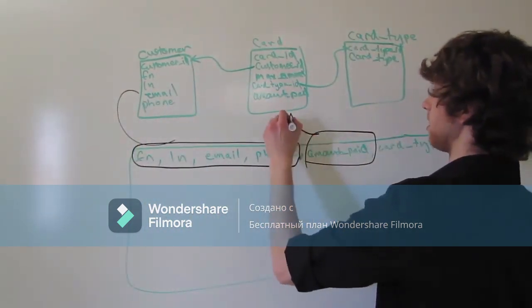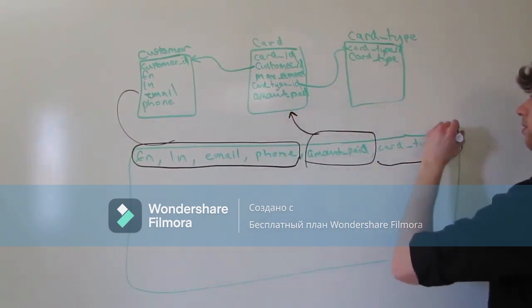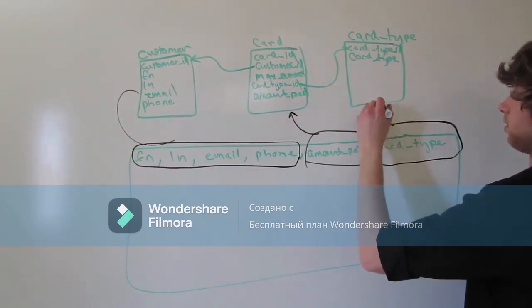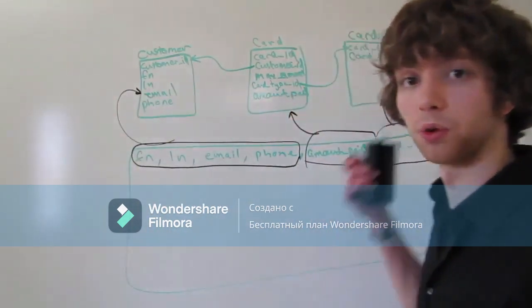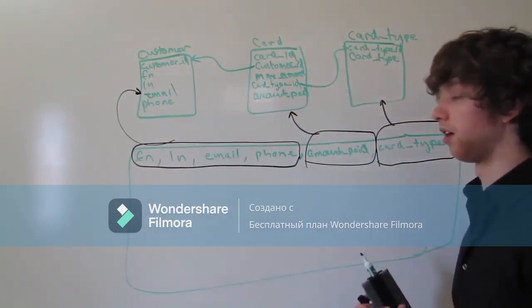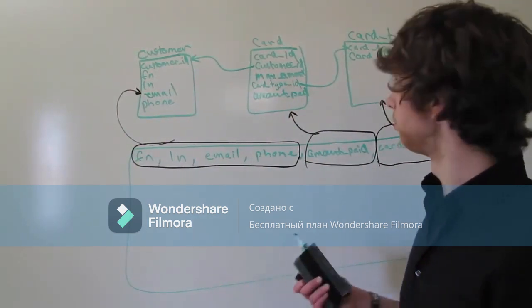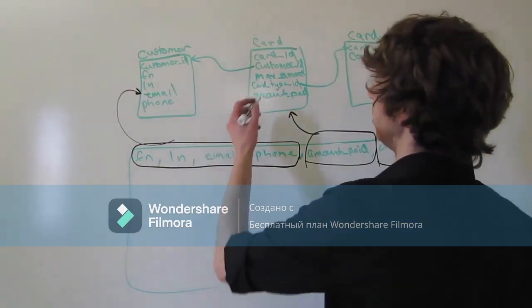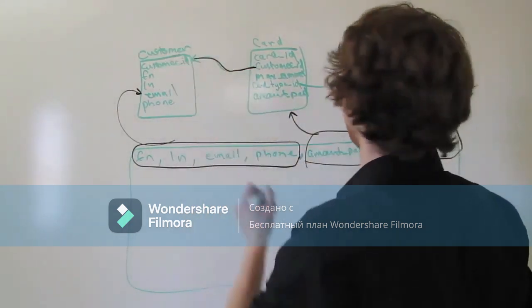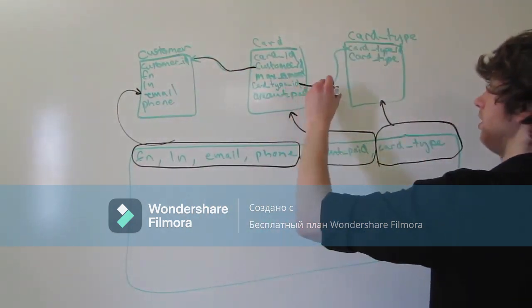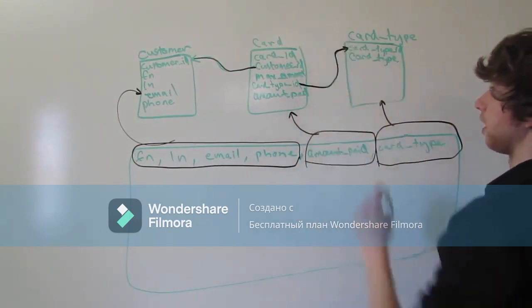This is from this table. The card type is from this table. It's a join across 3 tables, and you could of course add more. Now, the join conditions: for this, the customer ID is the same as the customer ID, and the card type ID is the same as the card type ID.